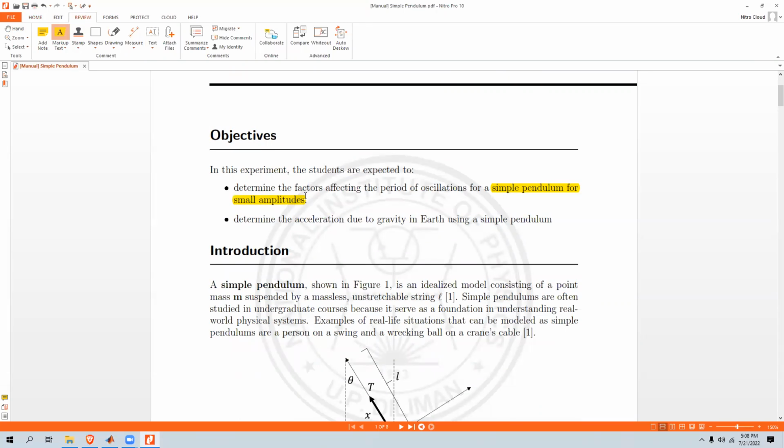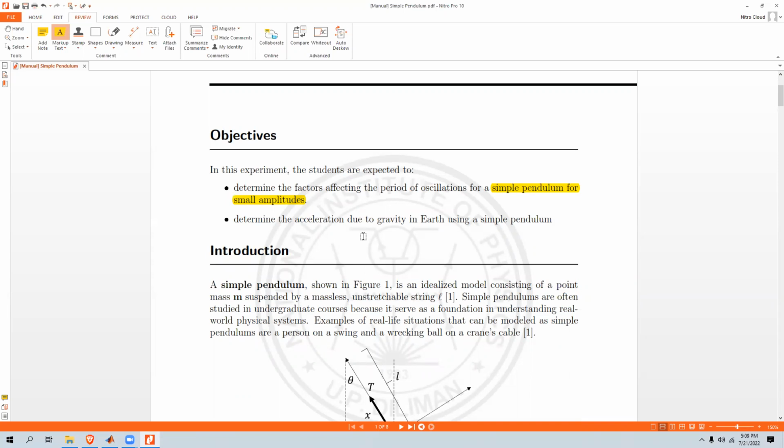Secondly, you are to determine the acceleration due to gravity on Earth using a simple pendulum method. While we already know the value of this acceleration, maybe from Physics 71 lectures or from previous experiments, we can use the simple pendulum method to also achieve this goal.